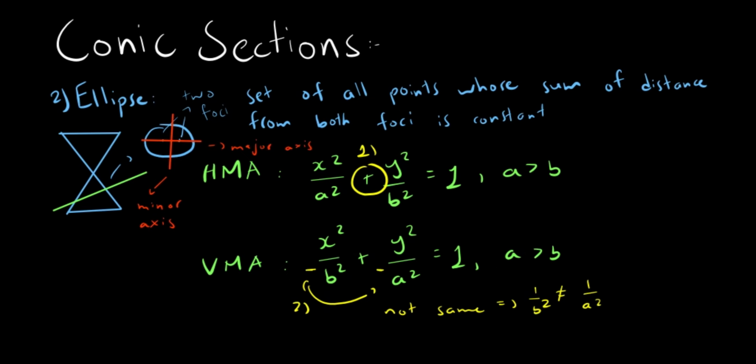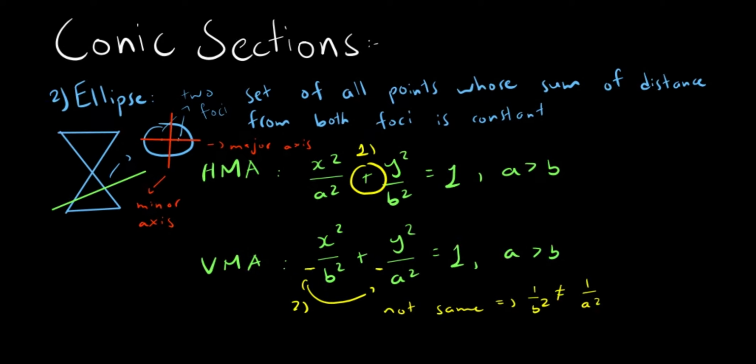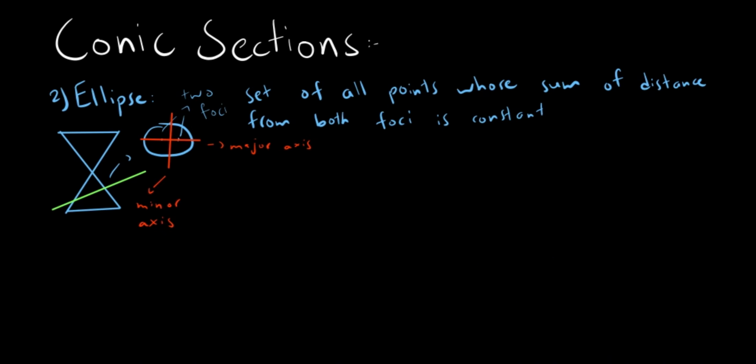And c in our case will be the foci. So positive c will be the foci on the right side for horizontally measured axis, and it will be the foci which is on the positive y-axis for vertically measured axis, and vice versa.